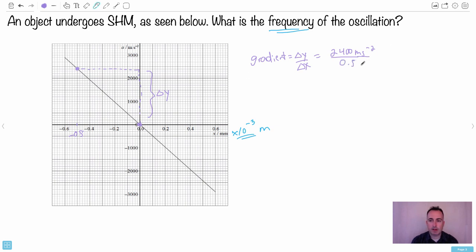So of course then I've got to be very, very careful: times 10 to the minus 3. Aha, that was a sneaky part right there. I almost got caught by it as well. So I would do this right here on my calculator: 2400 divided by 0.5 times 10 to the minus 3. I end up with a huge number, and that's going to be equal to omega squared. So therefore, omega equals the square root of that number. So I'm going to take the square root of that big number.